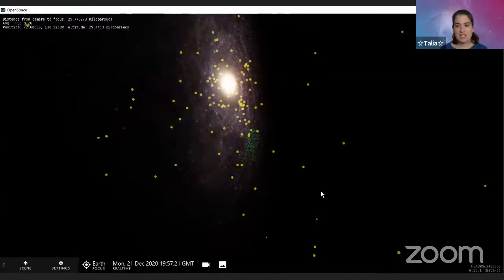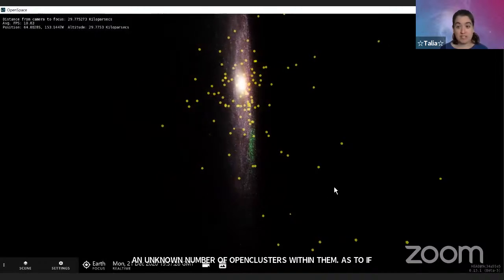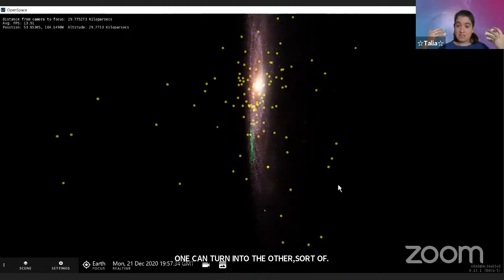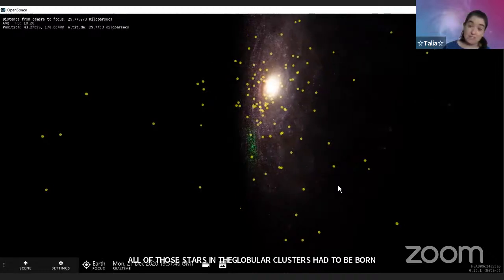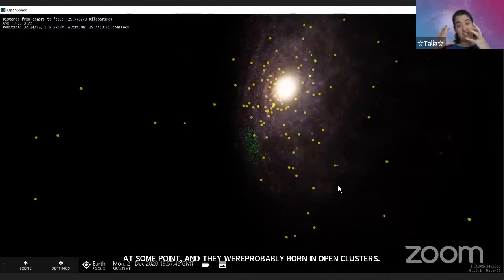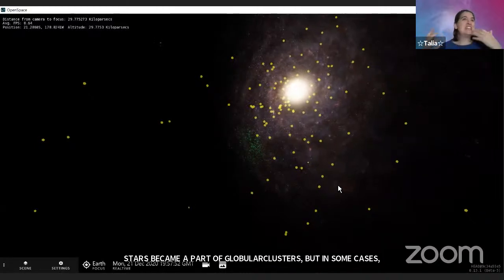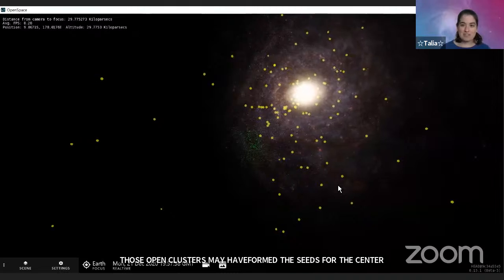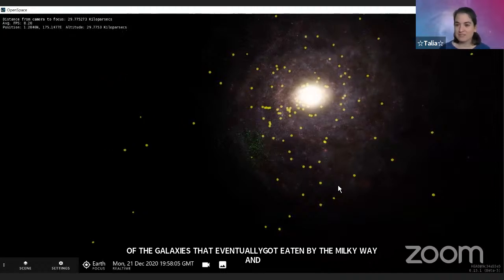As to if one can turn into the other, well, sort of. All of those stars in the globular clusters had to be born at some point, and they were probably born in open clusters. Those open clusters will then probably come apart, and eventually those stars became part of globular clusters. In some cases those open clusters may even have formed the seeds for the centers of galaxies that eventually got eaten by the Milky Way, and their center became a globular cluster. So technically, since most stars are born in open clusters, every star that is now part of a globular cluster probably was a part of an open cluster at one point in its life.